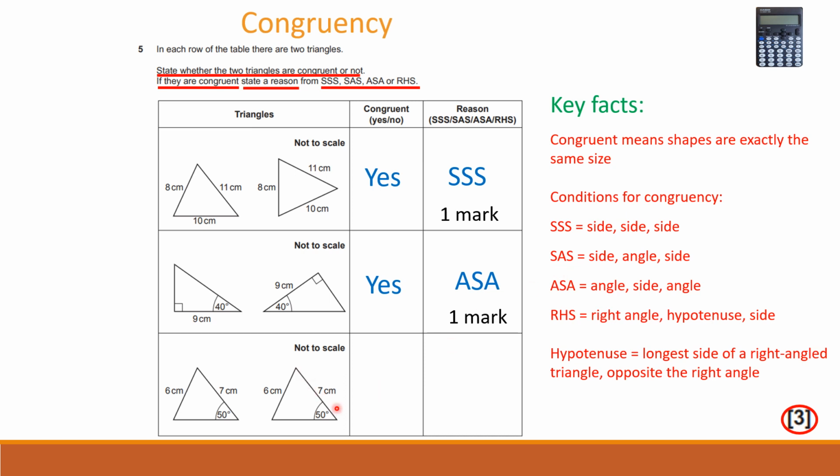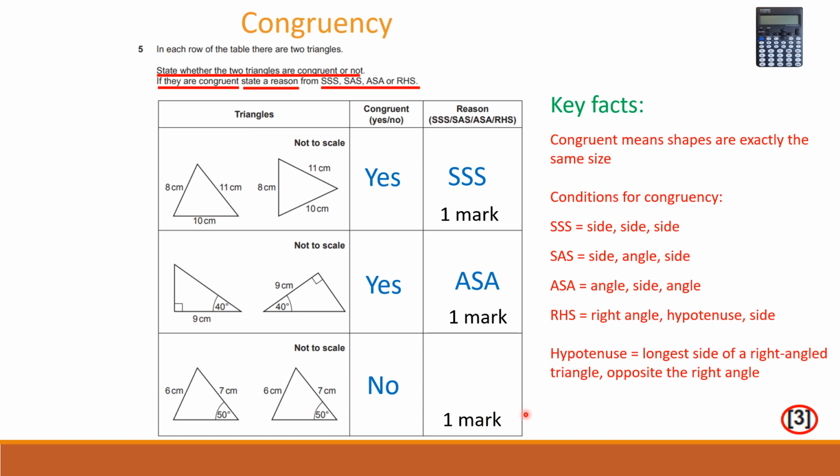So I've got a side, I've got an angle, but we haven't been told the length of this side here, so we cannot guarantee it is exactly the same as this triangle over here. So we cannot say it is side, angle, side because the angle isn't between the 2 sides that are given. So this one here is no for your third and final mark.